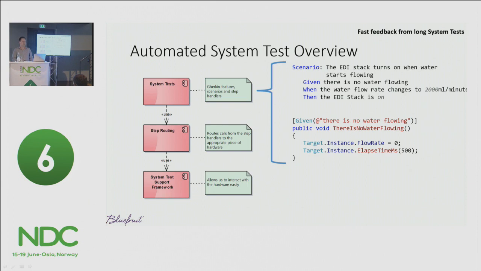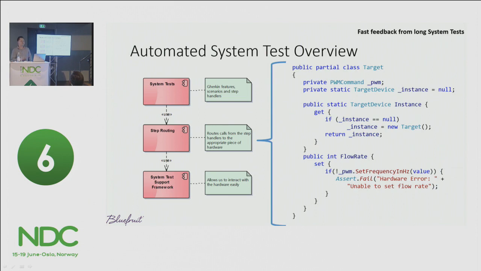Below this, we have our step handlers. These match the English text and convert them into method calls on our step routing. In this example, we're testing that the EDI stack turns on when the water is flowing past it. The given step requests that the simulated water stops flowing, and the step handler forwards that to the step routing.